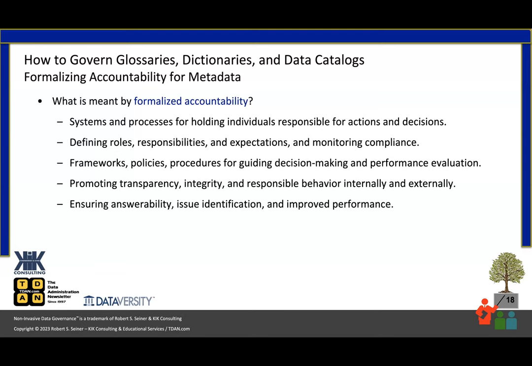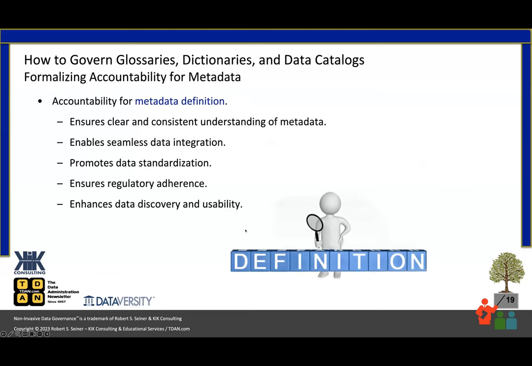I can tell you stories about how metadata has not been kept up to date, and it's difficult enough to get somebody to come to your data catalog the first time. But if the metadata and the tool's not up to date and the integrity of that metadata isn't high, it's going to be very difficult to get them to come back the next time. Ensure answerability, issue identification, improve performance. All of these things are ways to define what I mean by formalized accountability.